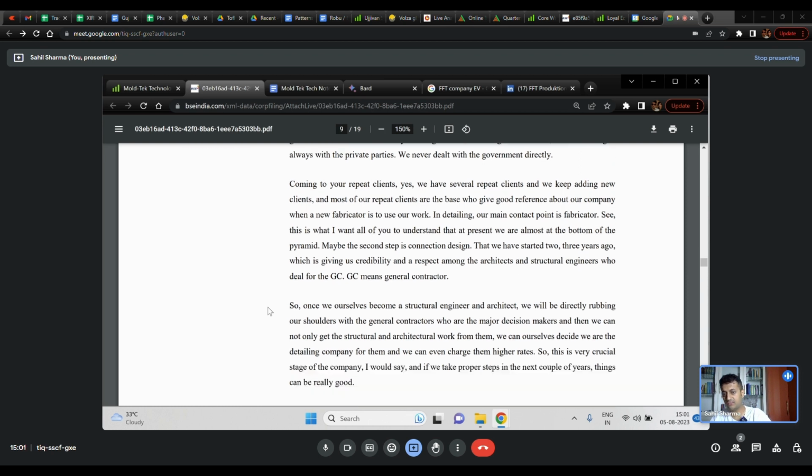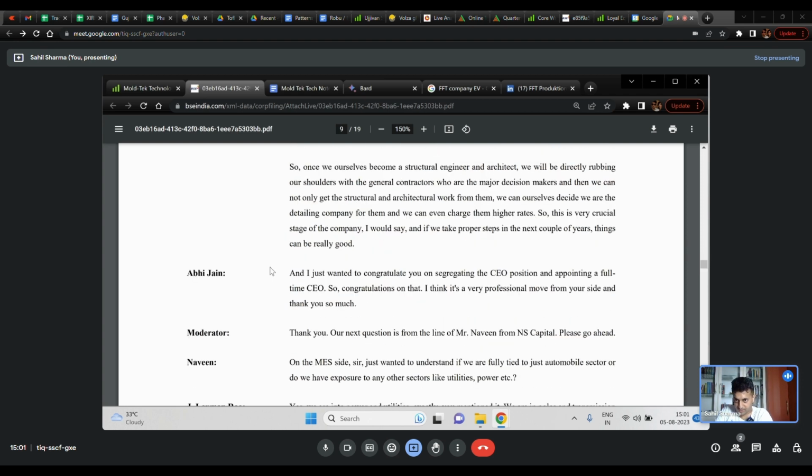Once we become a structural engineer and architect, we will be directly rubbing shoulders with general contractor who are the major decision makers, and then we can not only get the structural and architectural work from them, we can ourselves decide. We are the detailing company for them, and we can even charge them higher rates. So this is crucial stage of the company. If we take proper steps, things can be really good, right? This is where you can see the journey of like the going up the ladder of the value addition. But I think there's not much new information here, so I'm not adding anything from this.